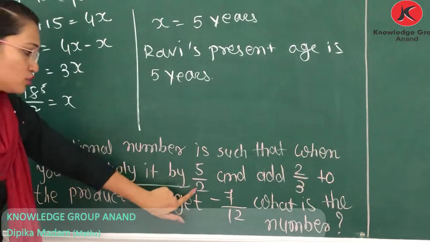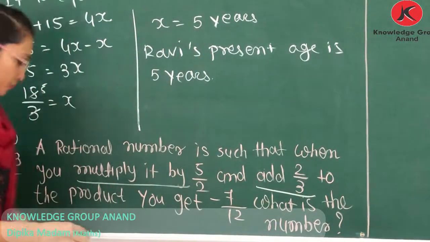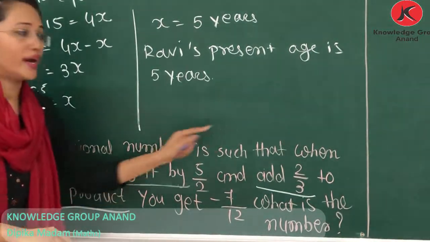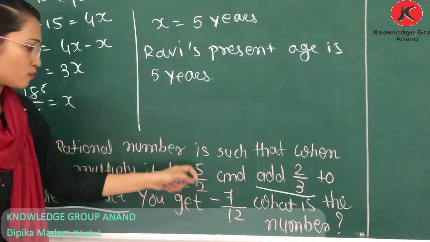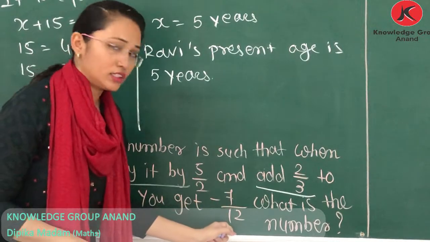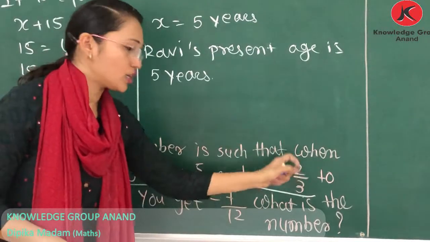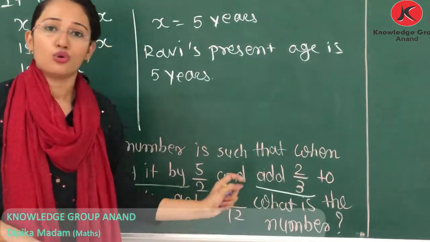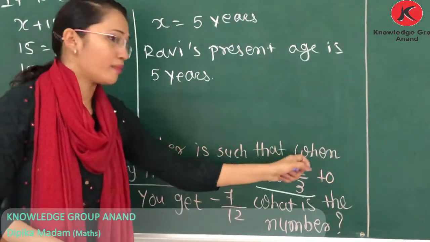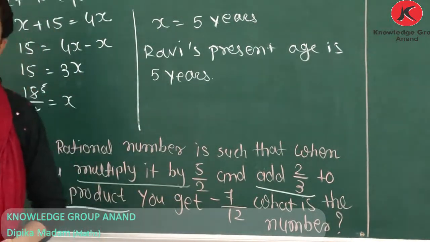Multiply x with 5 by 2. You will get 5 by 2 x. And add 2 by 3 to the product. So the product is 5 by 2x, and in that you need to add 2 by 3, means you can write 5 by 2x plus 2 by 3. You get minus 7 by 12. So what is the equation? 5 by 2x plus 2 by 3 is equal to minus 7 by 12. And if you solve this equation, you will get the value of x.